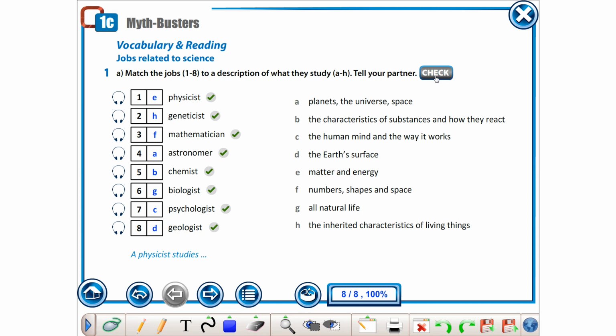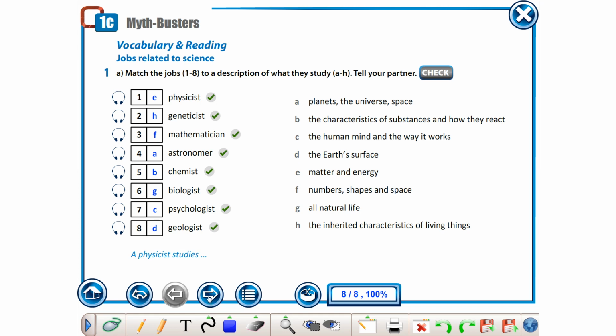So let's check. Great job. Do you have any mistakes? Super. Let's listen and repeat. A physicist studies matter and energy. A geneticist studies the inherited characteristics of living things. A mathematician studies numbers, shapes and space. An astronomer studies planets, the universe and space. A chemist studies the characteristics of substances and how they react. A biologist studies all natural life. A psychologist studies the human mind and the way it works. A geologist studies the Earth's surface.